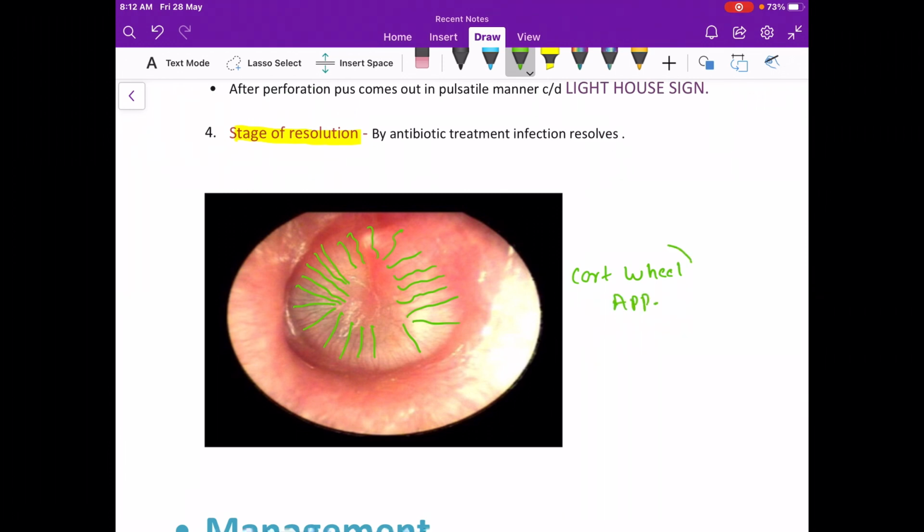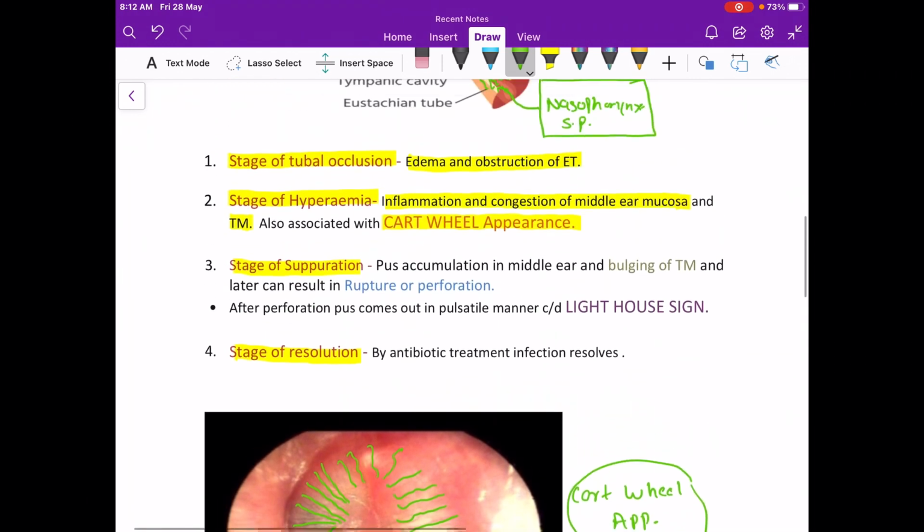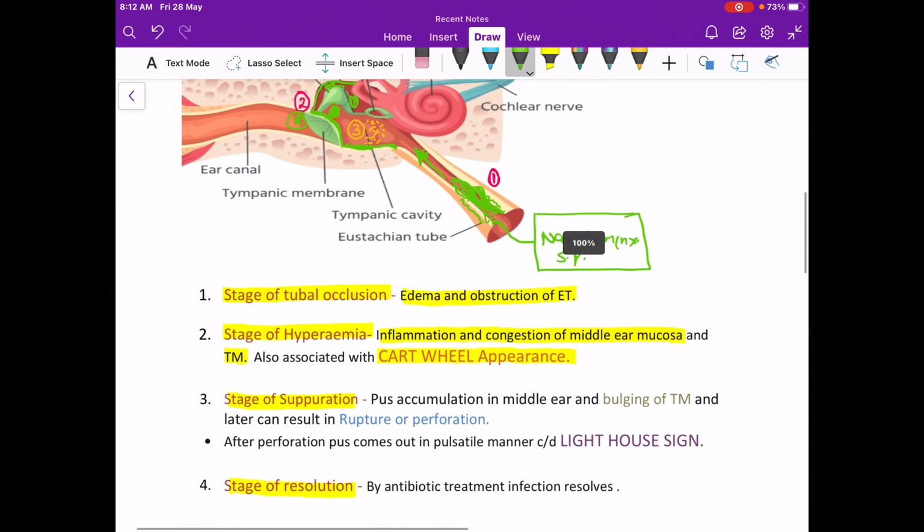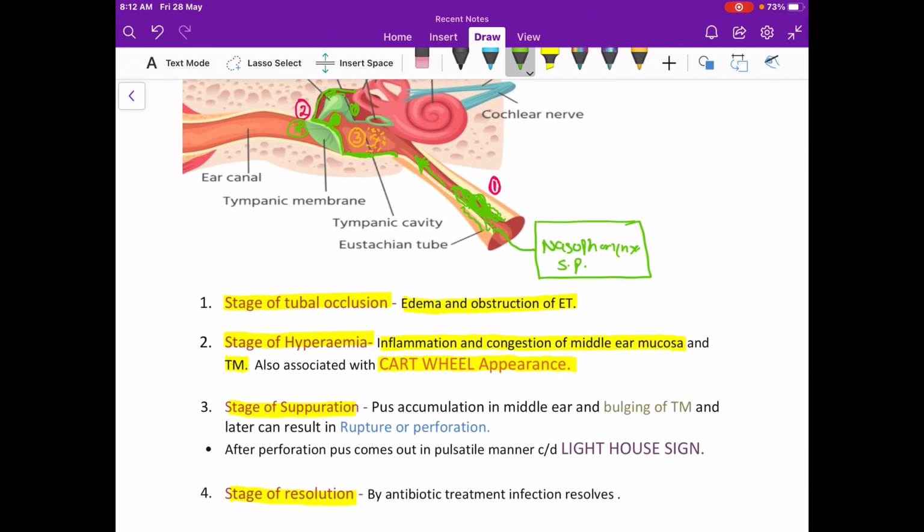This is the cartwheel appearance. Now we should go to stage 3. What happens in stage 3 is that you can see here there is a pus formation in the middle ear cavity. After the infection, after the inflammation, the pus gets formed, that is, neutrophils get accumulated due to the inflammation. This is the next stage, the stage of suppuration.